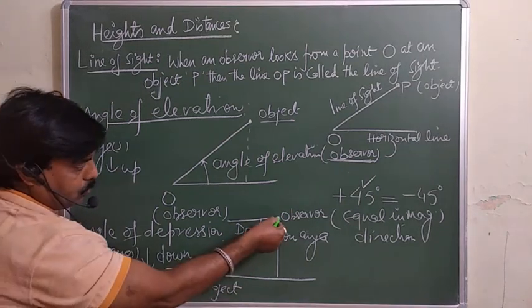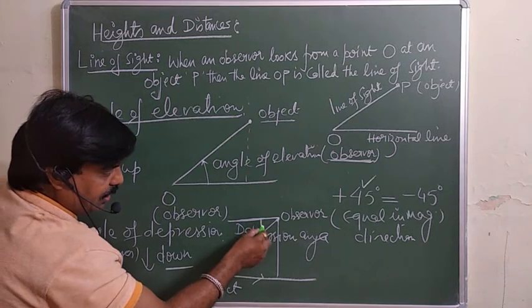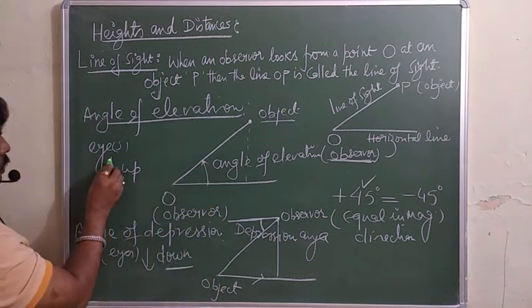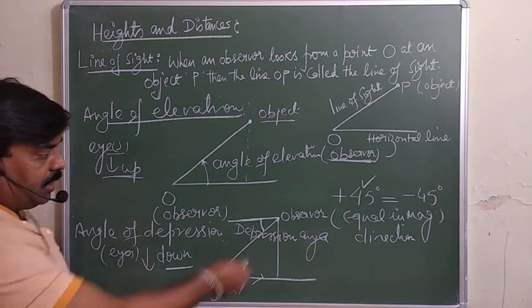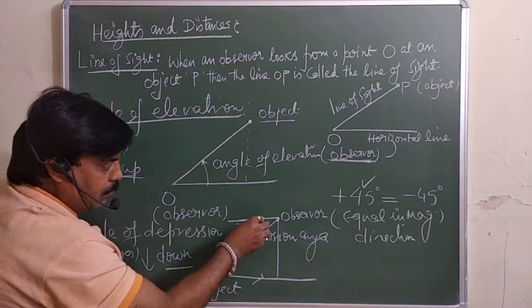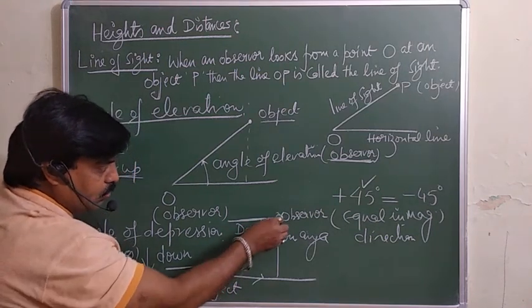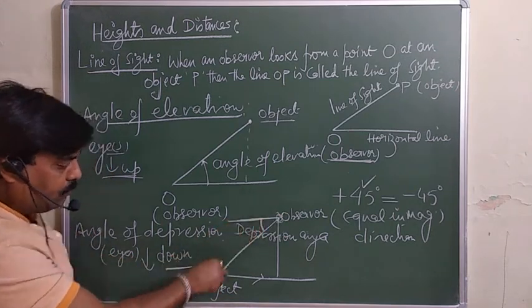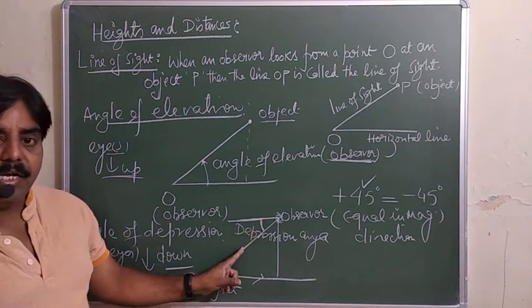You are supposed to draw this horizontal line. This line is parallel to this one. This is your angle of depression. This is your angle of elevation. Angle of elevation कब होता है? जब eyes go up. Angle of depression will be formed if the eyes go down. Means आप नीचे देख रहे हैं. Observer किसी height पर है and the object is here, and you are observing this object from this point. Then during observation, your eyes go down, which means the depression angle will be formed.